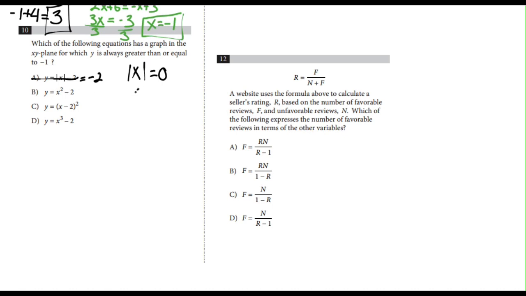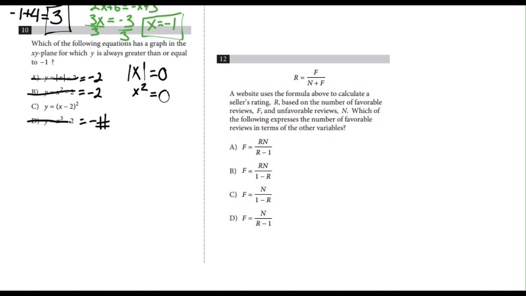For B, we have the same situation. The smallest possible value for x squared is going to be 0. And if we have 0 minus 2, that would be negative 2. And negative 2 is not greater than or equal to negative 1. So it cannot be B either. The same idea is true for x cubed. However, we can get a much smaller number than 0. And when we subtract 2 from a very small number, a large negative number, we're going to get an even bigger negative number. So this is going to be a large negative number.